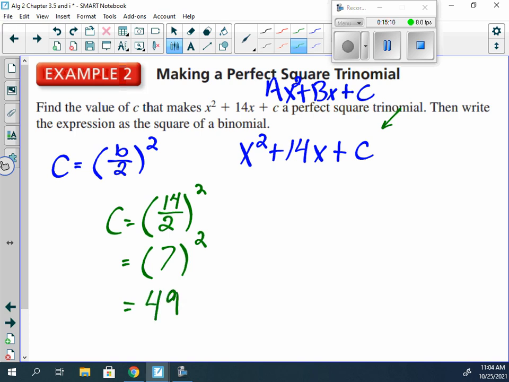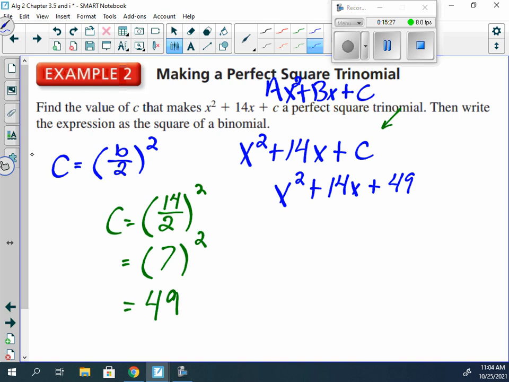So our perfect square trinomial would be x squared plus 14x plus 49. So the value of c that we're looking for is 49.